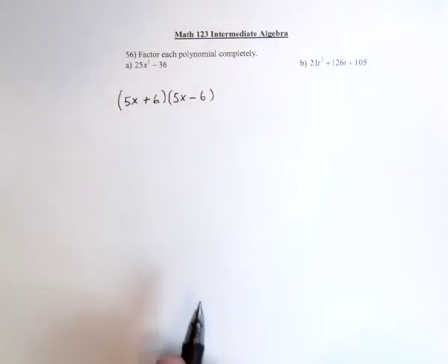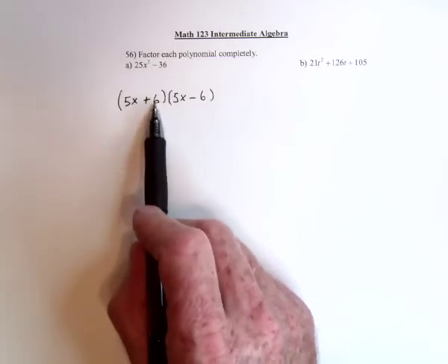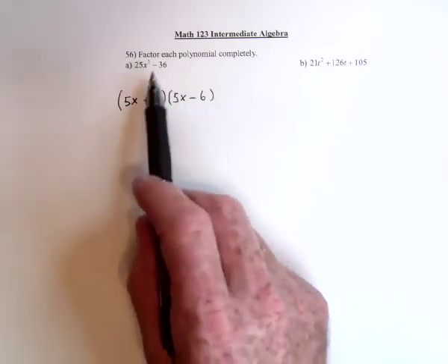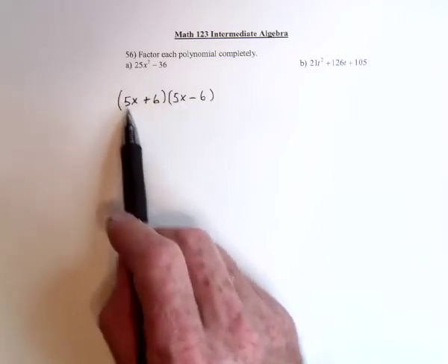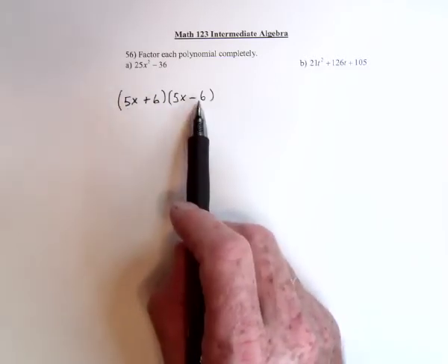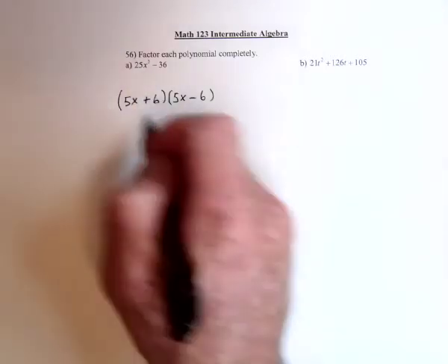and then just double check that it worked. So we would get 25x squared. We get 6 times 6 negative, so that's the 36. And then the middle term, this would be 30x, and this one times this would be negative 30x. They cancel, which is why there's no x term there. So that was easy enough.